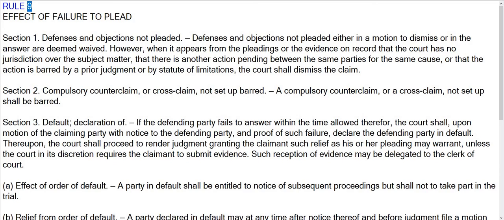Rule 9. Effect of failure to plead. Section 1. Defenses and objections not pleaded. Defenses and objections not pleaded either in a motion to dismiss or in the answer are deemed waived.